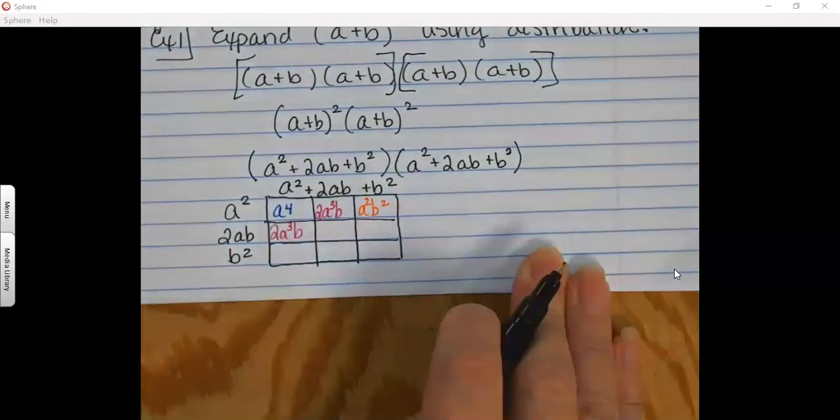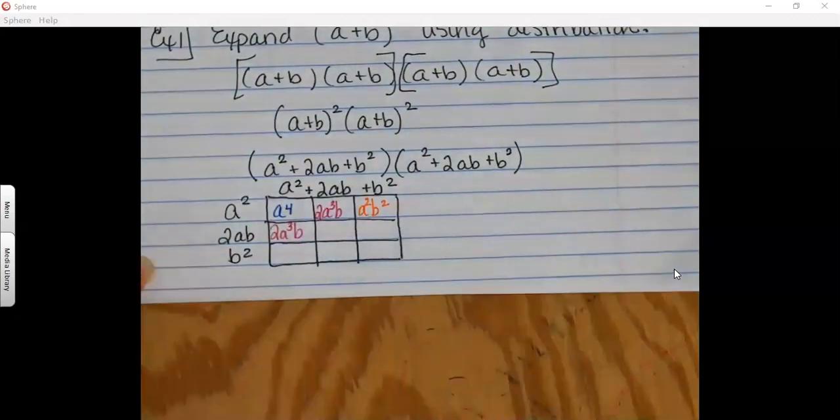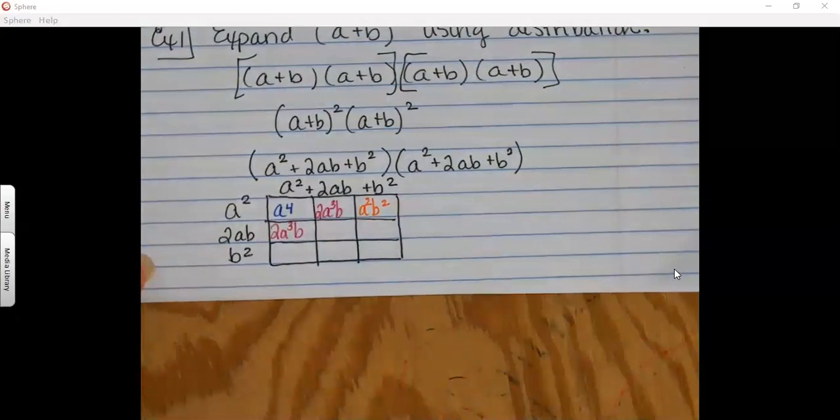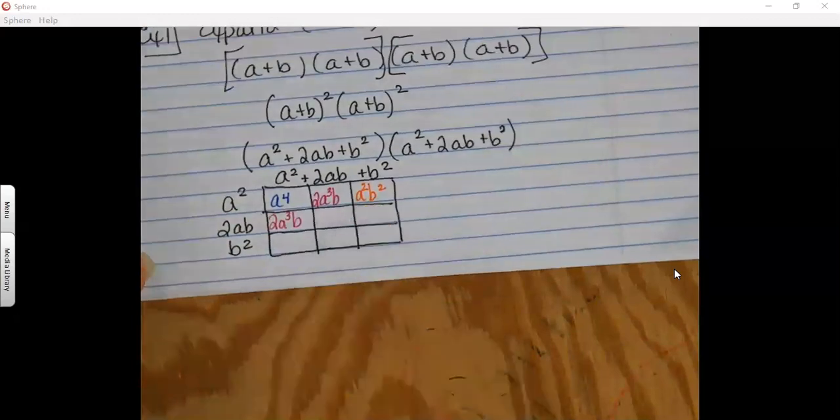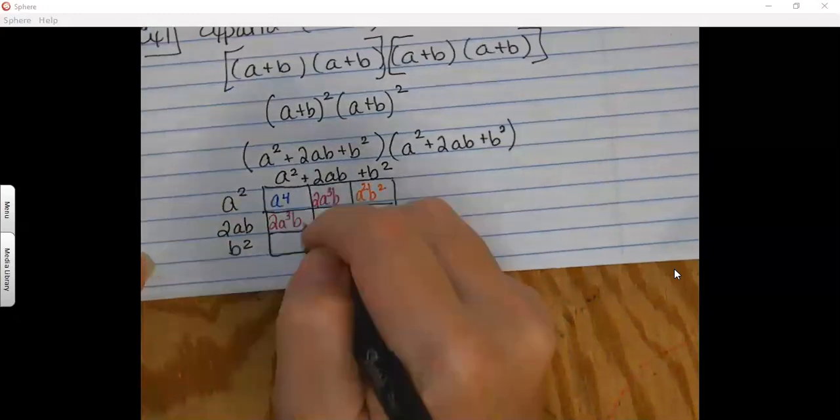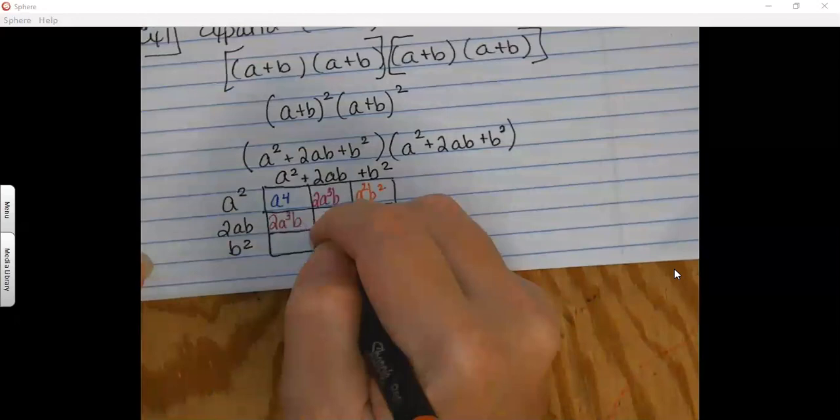2ab times 2ab, or a squared b squared. So that's going to be the same as what I had in orange already. Well, same, it's going to be a like term, except for the 2 with it. So that's 4a squared b squared.